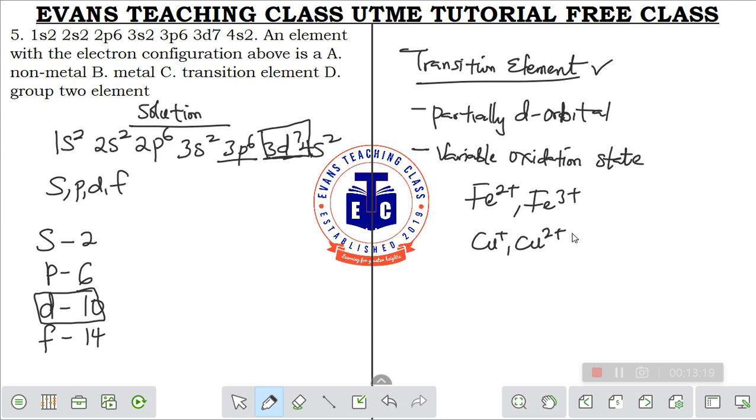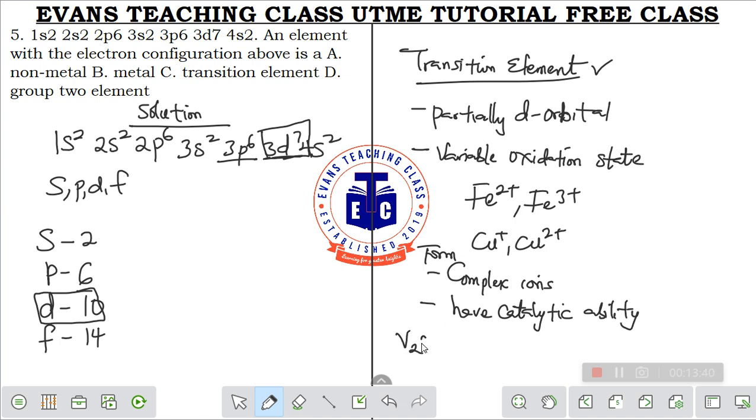Another thing about them is that they form complex ions. So they form complex ions. Another thing is they have catalytic ability. That is, they can be used as a catalyst. So for example, look at vanadium 5 oxide that we use in the contact process in preparation of tetraoxosulphate 6 acid. Look at another one here. We have finely divided iron that we use in the Haber process in production of ammonia. So all those things like that.